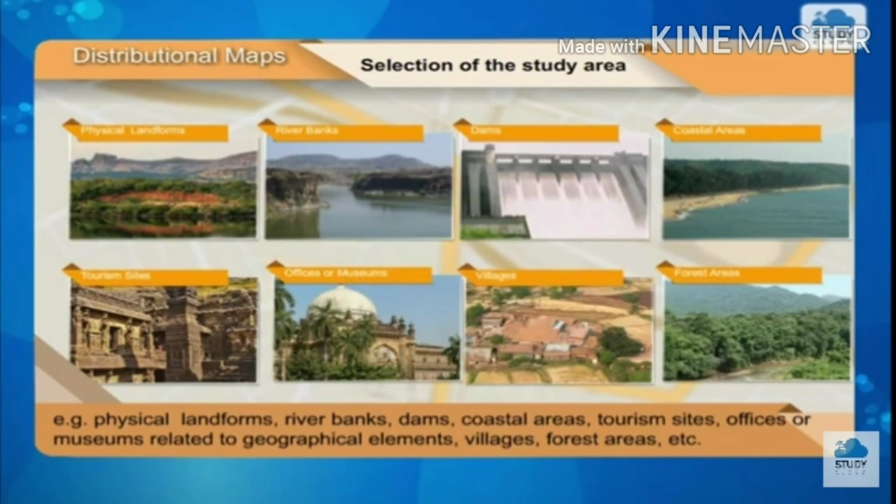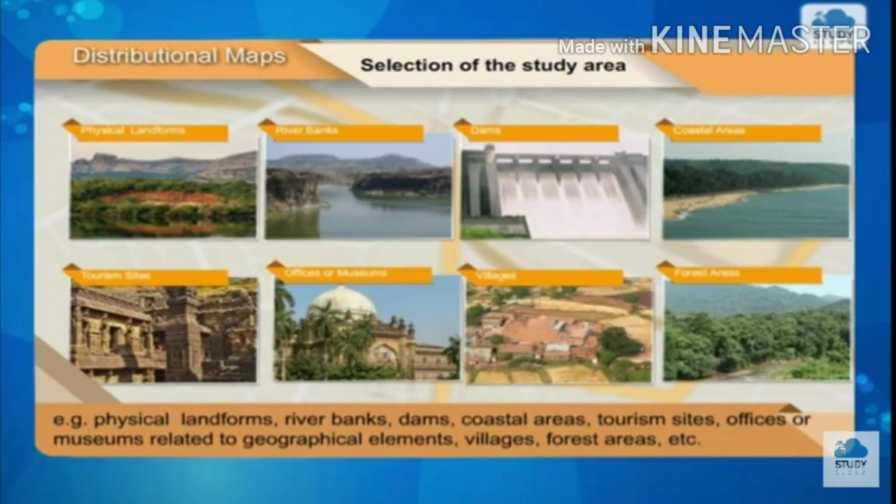Selection of the study area. How you should select the study area. Geographical field visit is organized for the study of various elements such as physical landforms, river banks, dams, coastal areas, tourism sites, offices, or museums related to geographical elements, villages, forest areas, etc.